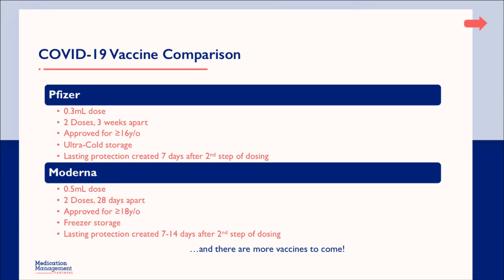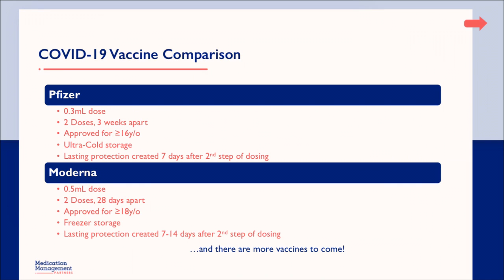So quickly to compare the two vaccines, the Pfizer vaccine is a 0.3 milliliter dose. Two doses are required. The first one, day one, and then 21 days later, the second dose. The Pfizer vaccine is approved for 16 years and older. It does require ultra cold storage, which you've likely heard about, and lasting protection against the virus is created about 7 days after that second step of dosing.